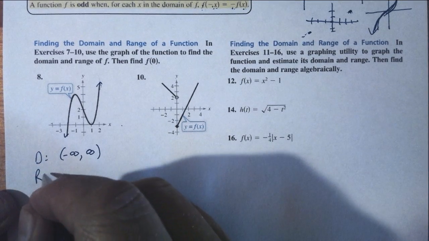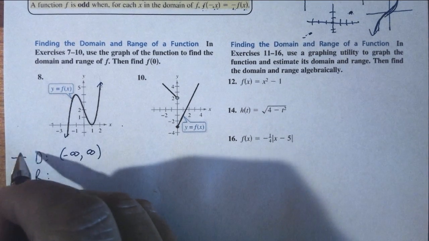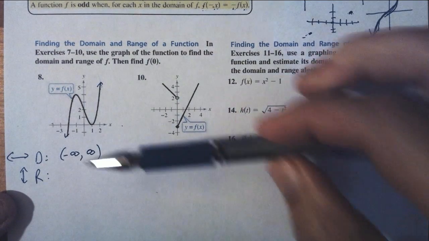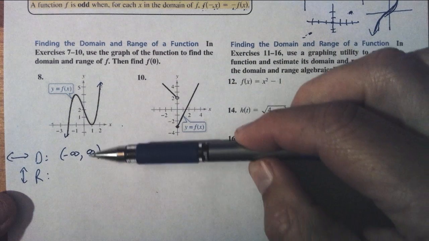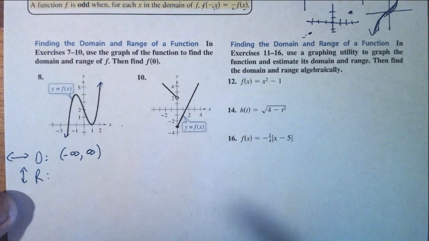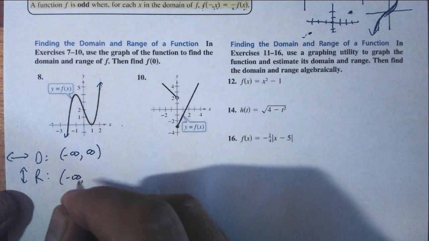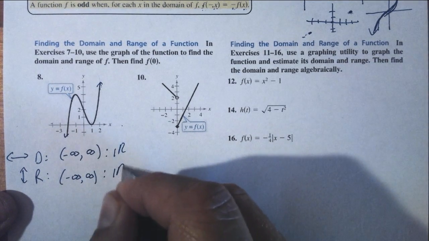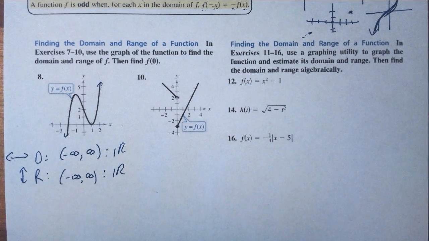For the range, we're scanning the y values from bottom to top. This graph goes down forever, and it's represented on the graph all the way up forever. So it is also -infinity to infinity. And you could say all real numbers. So not the most particularly interesting one for that portion.